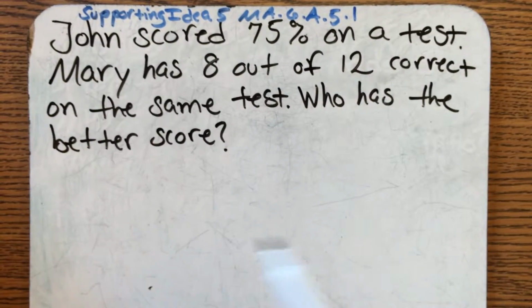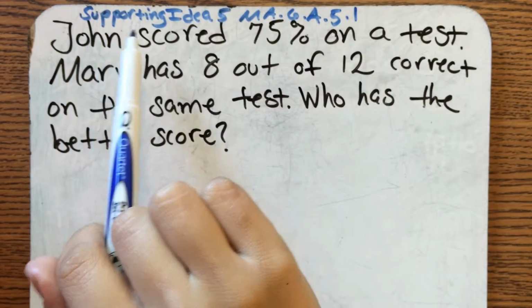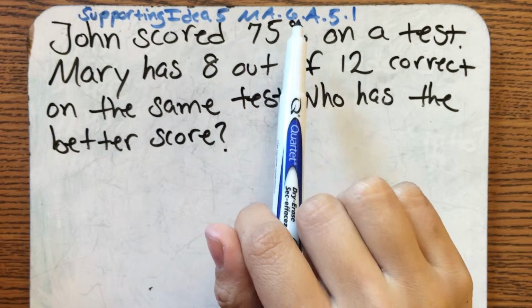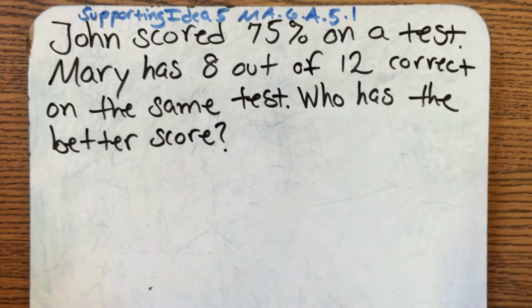Okay, here's a word problem that will help you with supporting idea 5, Math 6, Algebra 5.1. John scored 75% on a test. Mary has 8 out of 12 correct on the same test. Who has the better score? This is very similar to the last one we did on big idea number 2, Math 6, Algebra 2.2.